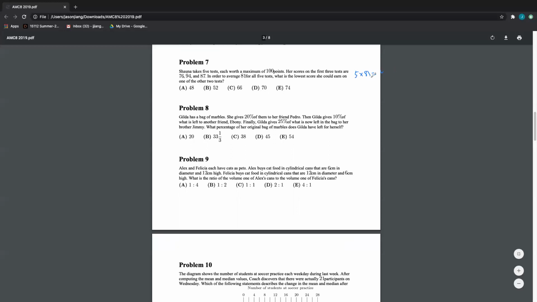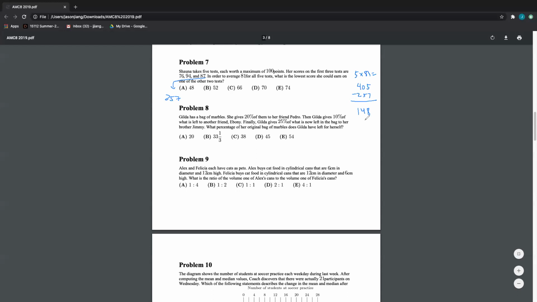It's kind of hard to see. Because that way we can take the total, divide by the number of tests, and get 81 back. Now her other 3 tests add up to 257. So if we do subtraction, we'll get that she has to get 148 points on her next 2 tests.